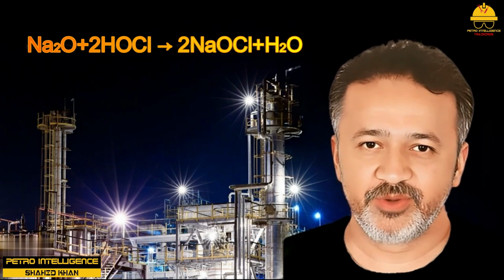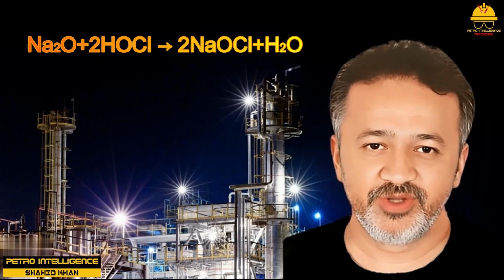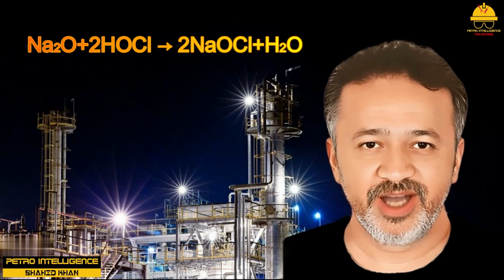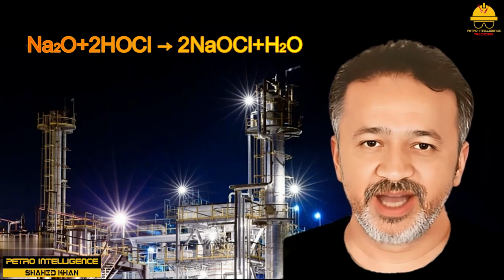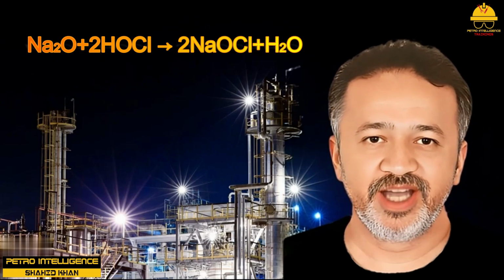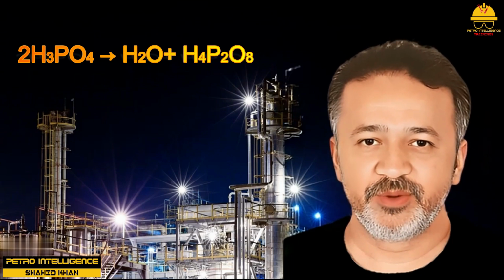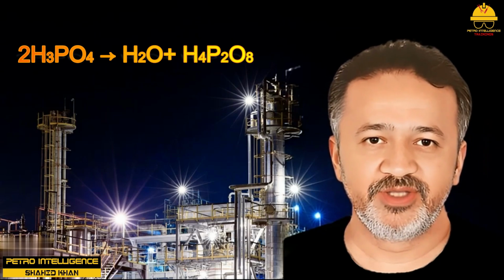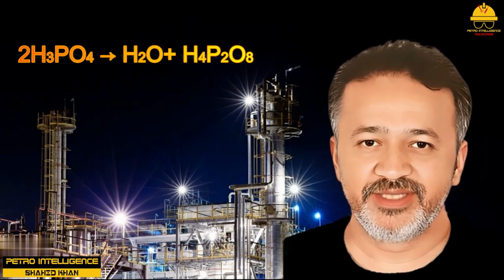Na2O plus 2HOCl reacts to give 2NaOCl plus H2O. Reactants are 2 sodium, 3 oxygen, 2 chlorine and 2 hydrogen, and products are 2 sodium, 3 oxygen, 2 chlorine and 2 hydrogen. This chemical equation is balanced. Now, let's look at another equation. 2H3PO4 reacts to give H2O plus H4P2O8. Reactants are 6 hydrogen, 2 phosphorus, 8 oxygen, and products are 6 hydrogen, 2 phosphorus and 9 oxygen. This chemical equation is not balanced.